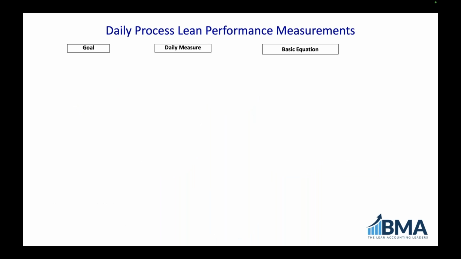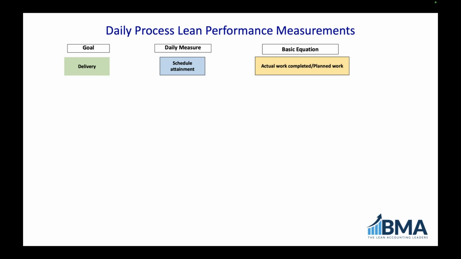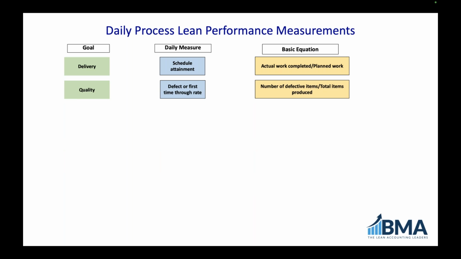You need to have performance measurements in place. And if you think about the goals of lean, which we talked about earlier, improving delivery. So what is a recommended measure? Schedule attainment. Okay, you set a plan every day. So there's your schedule of work. Measure how much work was completed to the planned work. Quality, defects, defect rate or first time through rate. So measure the number of defective items divided by the total items produced or processed during the day.